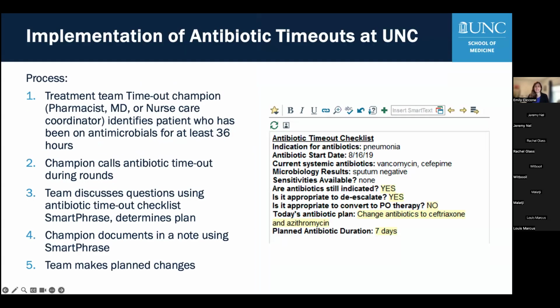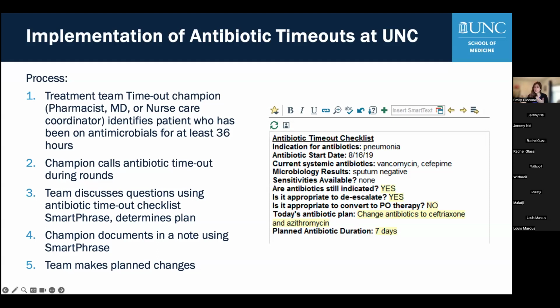This is what timeouts looked like at UNC. So basically, we have a pharmacist who's embedded in each of the medical teams. And the pharmacist would identify patients who had been on antibiotics for at least 36 hours. And then on rounds, they'd call an antibiotic timeout and complete this checklist, which was a smart phrase or a dot phrase that we could put into the electronic medical record.